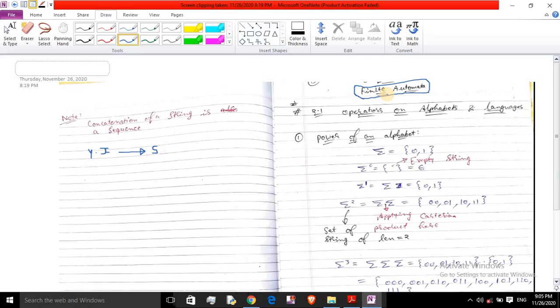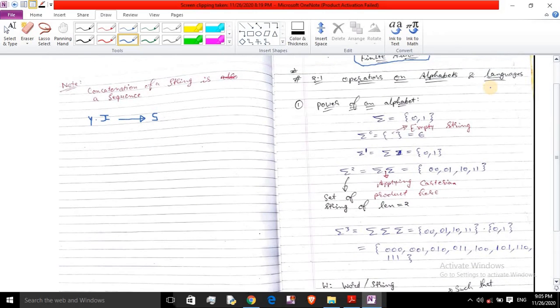We have talked about automata so many times. What is it? It is a machine. We can also say finite machine or finite automata. Now look at our first topic: what is an operation we can perform? There is an operator on an alphabet and a language. We will see what it means with the help of examples.